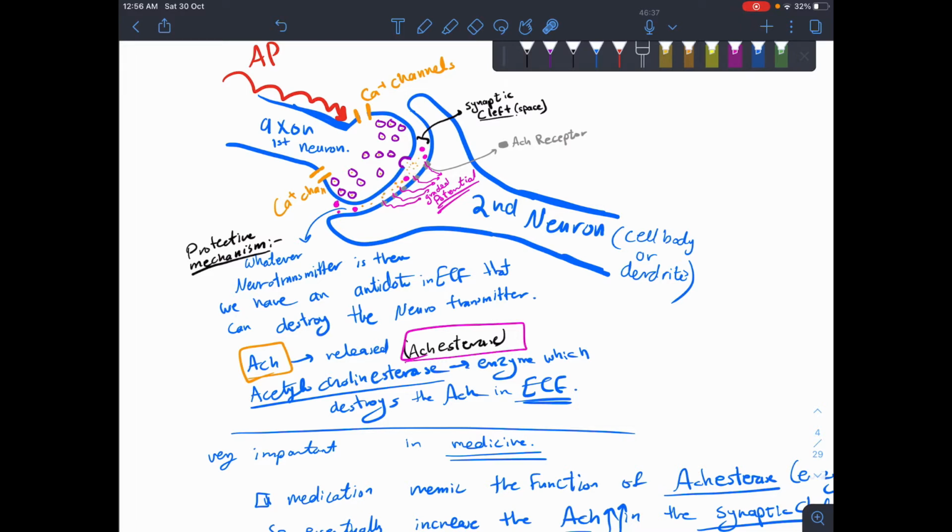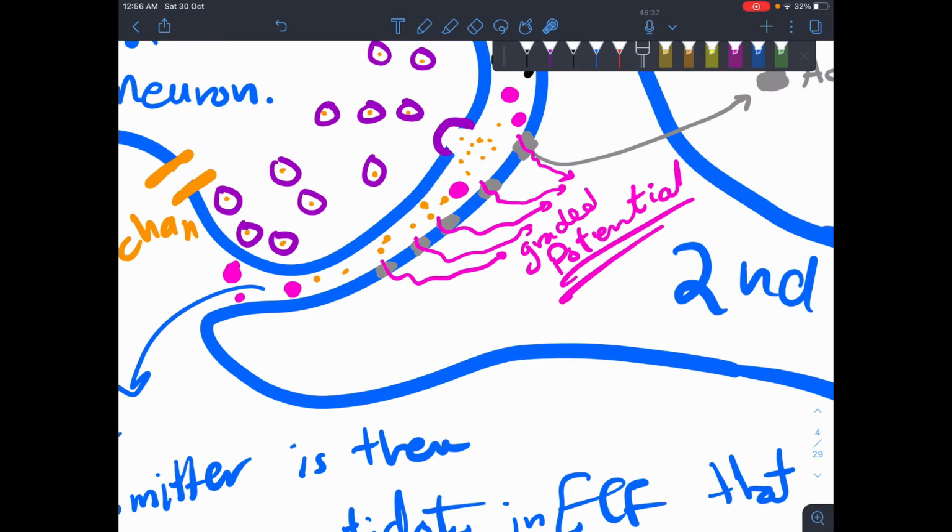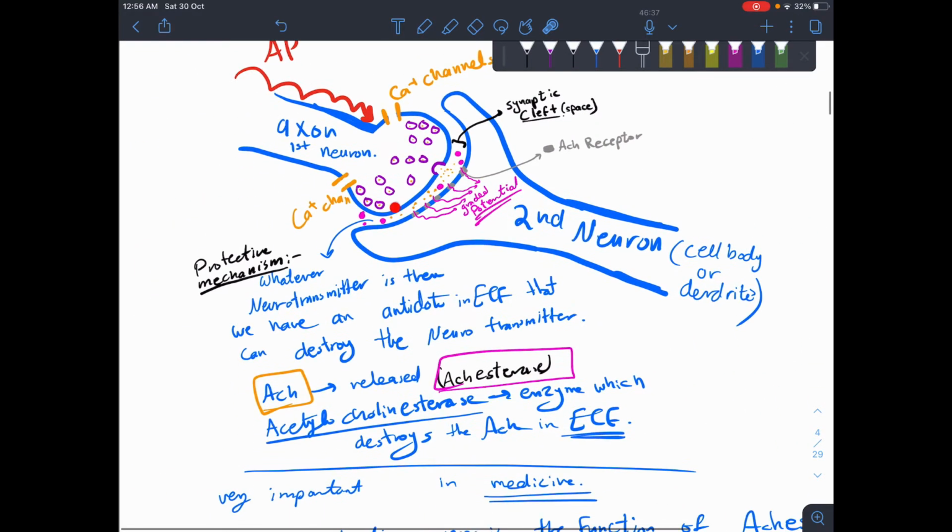So here, the orange dots are acetylcholine released from these vesicles into the synaptic cleft. Now the pink dots represent the enzyme, the antidote opposing the acetylcholine. It's called acetylcholinesterase. If we have "ase" at the end, it means it's an enzyme. Basically, it's going to destroy the acetylcholine and break it down. Later on, these fragments of acetylcholine are taken up and recycled into this neuron, like a cycle.